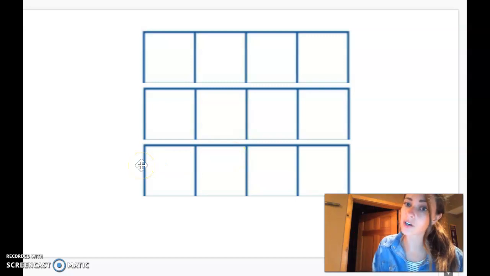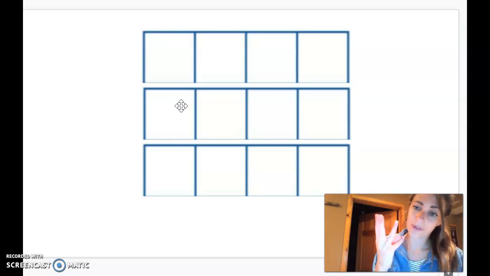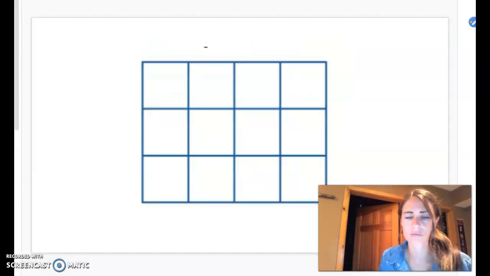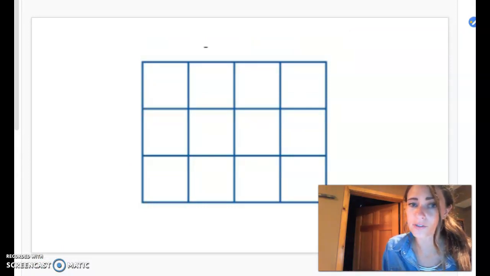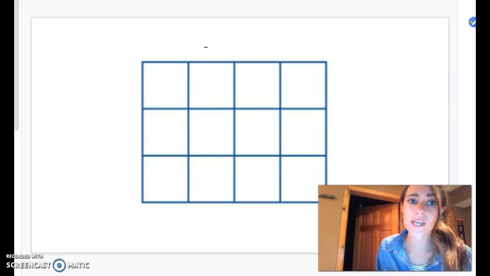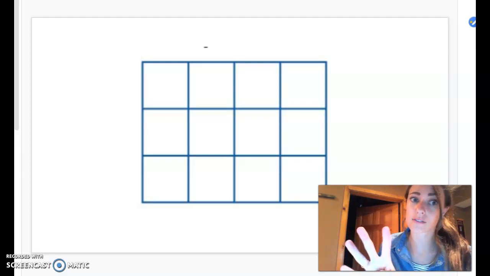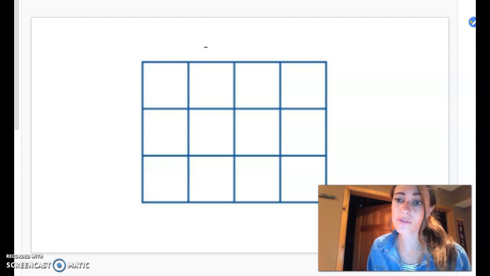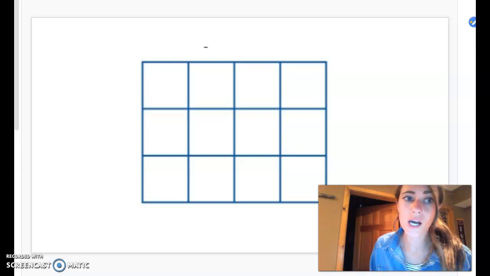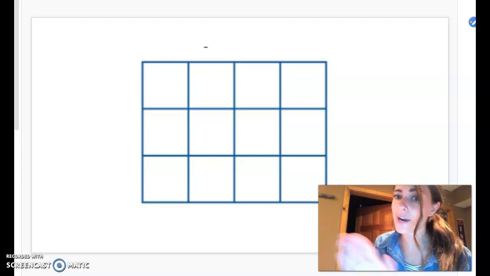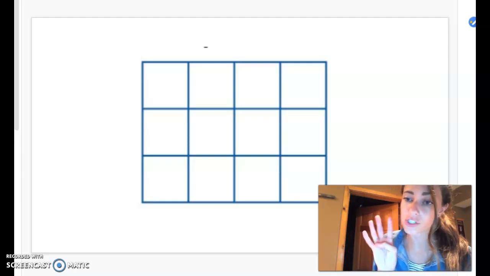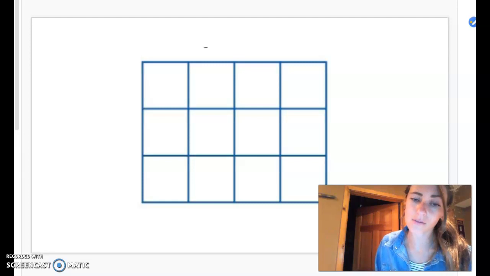So how many thirds are in one whole? 3. So say it with me. How many thirds are in one whole? 3. So now I want you to use the same rectangle that you started with that has 3 rows and 4 columns, and I want you to show 4 equal shares. So draw the rectangle with your rows and columns, and then shade the rectangle in to show 4 equal shares. So go ahead and pause the video.